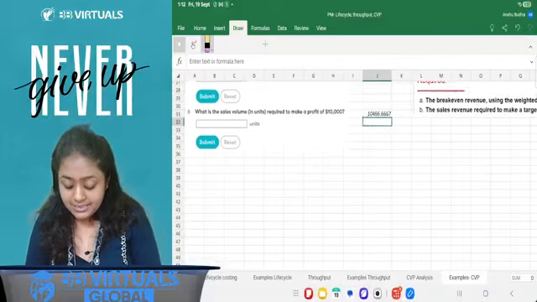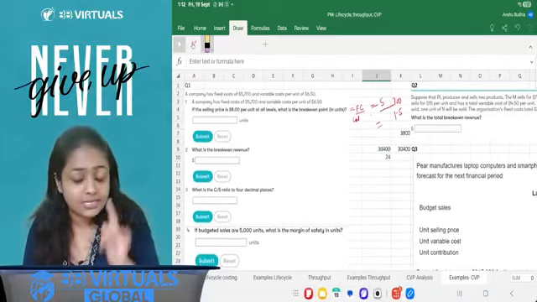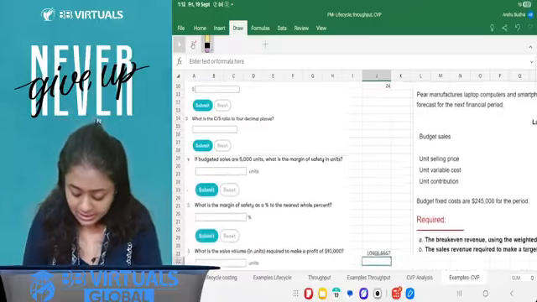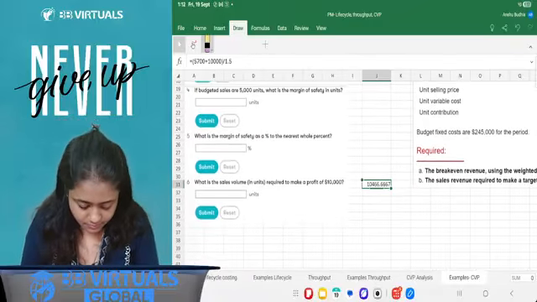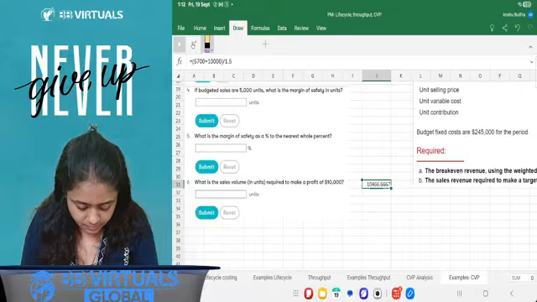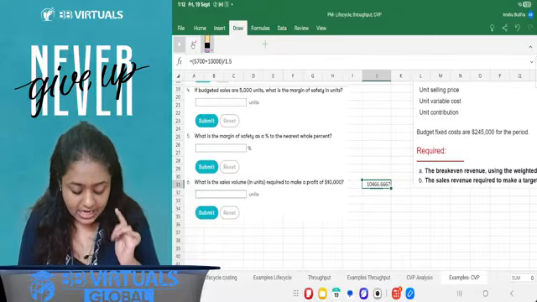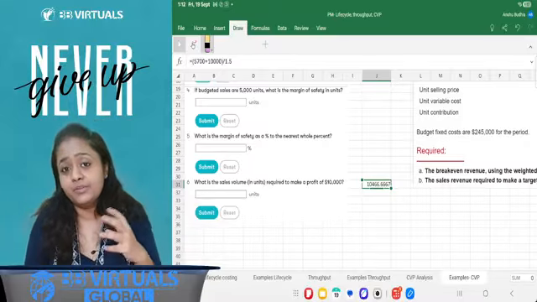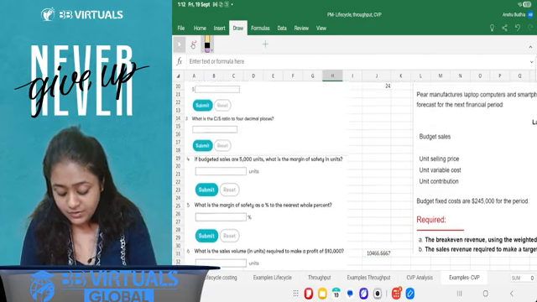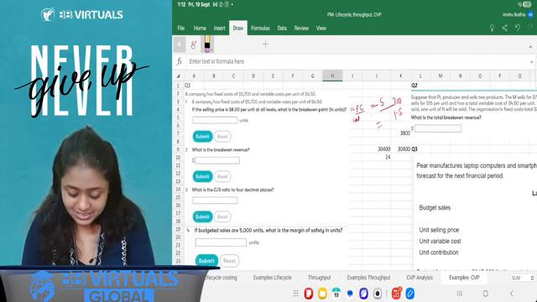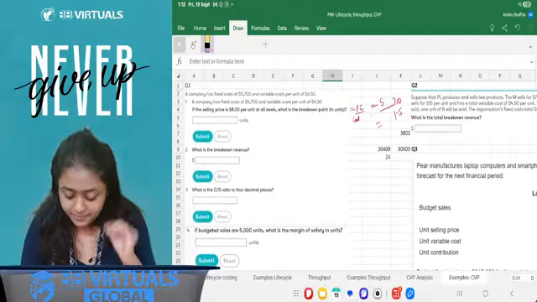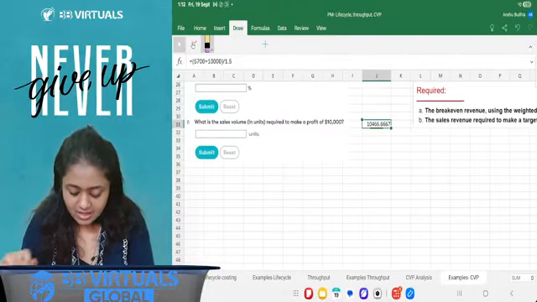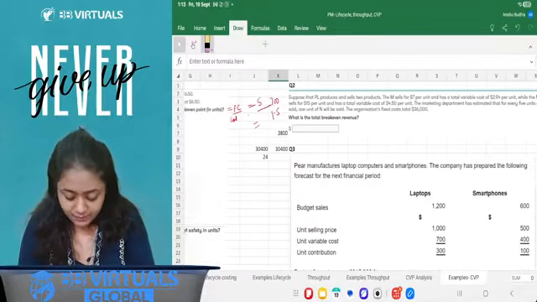So we get the answer as 10467. That means if we do not want to achieve a target profit, then the break even point is 3,800. And if we want to achieve a target profit of 10,000, then the break-even point increases to 10,466 units. Right? I hope I'm clear. Okay. So we are done with this.